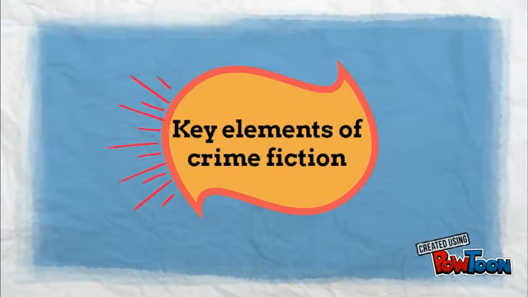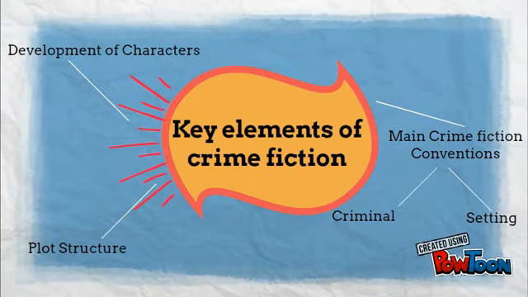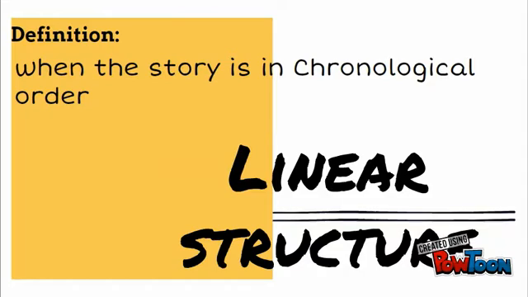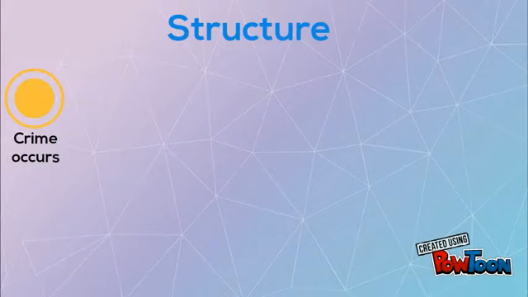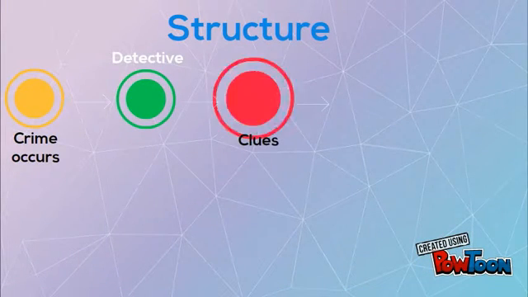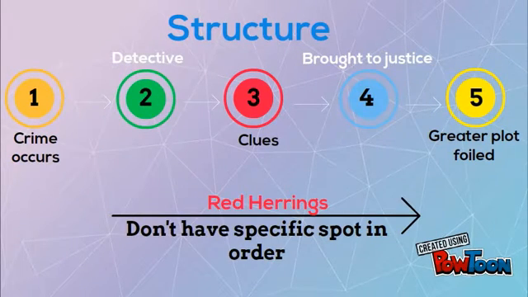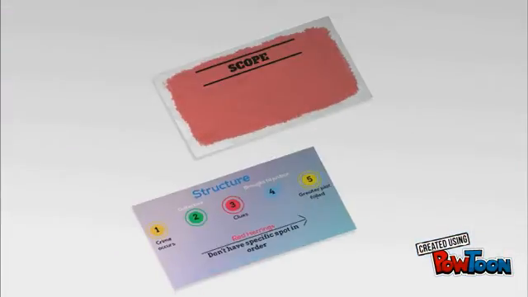Let's now talk about the technical side of our crime fiction. There are three key elements in a crime fiction: plot structure, characters, and main themes. Crime fiction follows a very basic structure, the linear structure. There is a crime, we follow a detective, we discover clues, criminal is brought to justice, and greater plot is foiled in the nick of time. There are also numerous red herrings, however they don't have a specific spot in the linear structure.